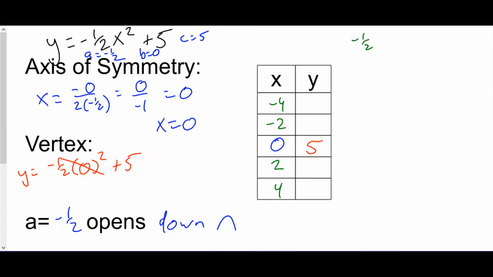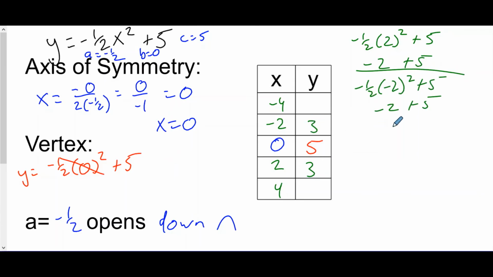I would have -1/2 times 2 squared plus 5. 2 squared is 4, and then half of 4 is 2, but it's negative. Plus 5 is 3. And because I know it's symmetrical, I should get the same for -2. Let's see what happens, which is still 3.